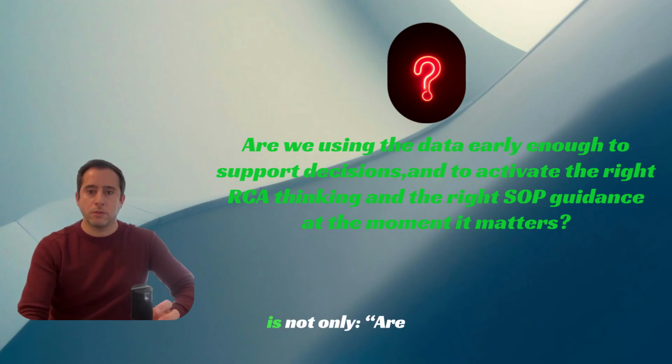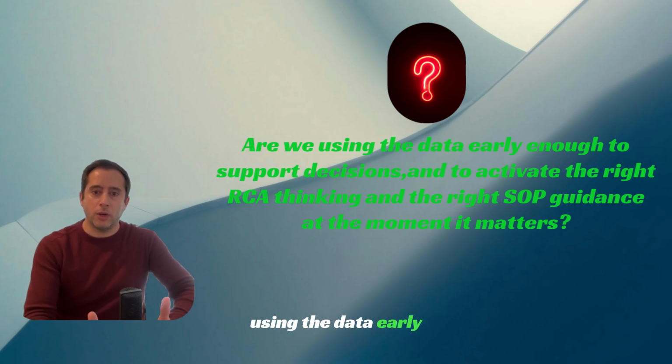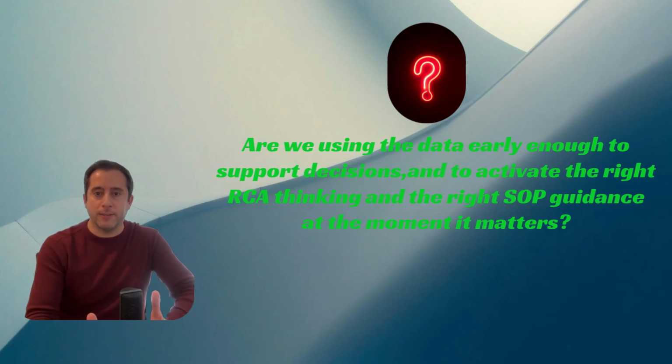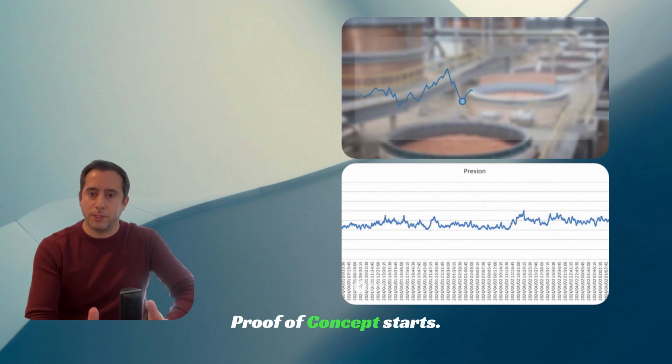So the real question is not only, are we using the data early enough? The real question is, are we using the data early enough to support decisions and to activate the right RCA thinking and the right SOP guidance at the moment it matters? This is where the proof of concept starts.